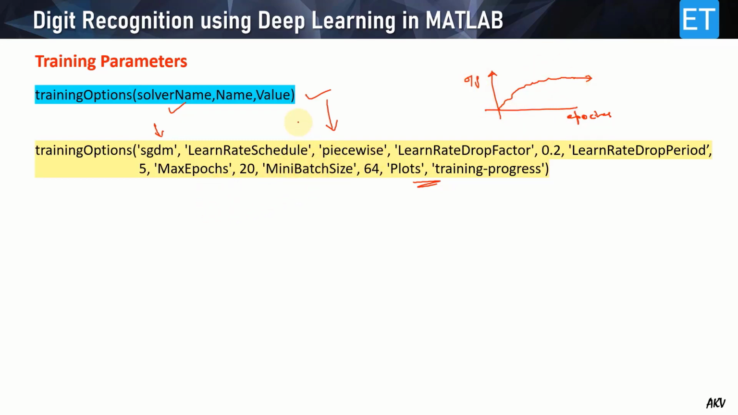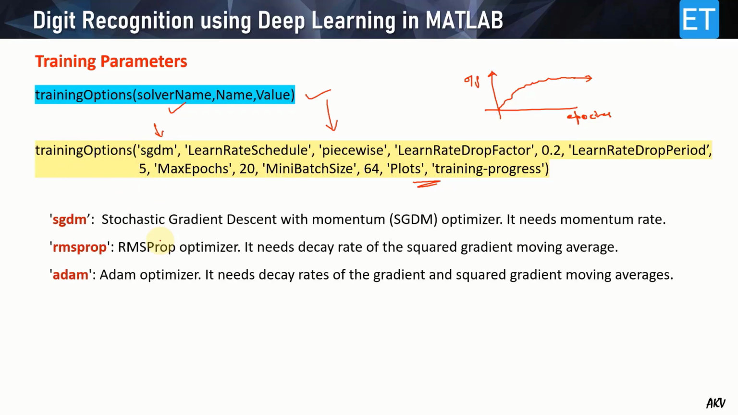And actually there are various other parameters, and if you want to learn all of them, you can go to the MATLAB documentation. I'm not explaining all of those, that will require too much time. The important thing is the solver. As I have written SGDM, there are actually three different options. The SGDM represents stochastic gradient descent with momentum. If you specify it, you need to specify the momentum rate along with it.